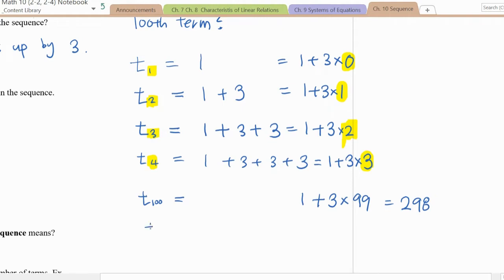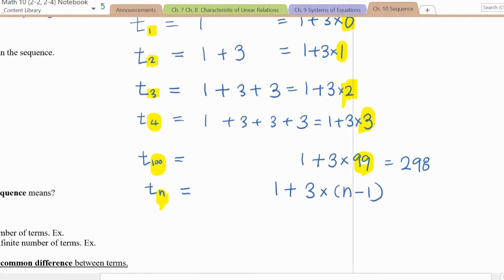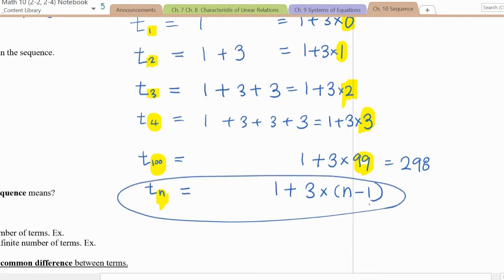Then what if we have the nth term? Then you add 3 how many times? So when it's 4, it's 3. When it's 100, it's 99. When it's n, how many 3s would you add? That will be n minus 1. Okay? So this is the formula. This is the general term. We call this the general term. Alright, everyone?